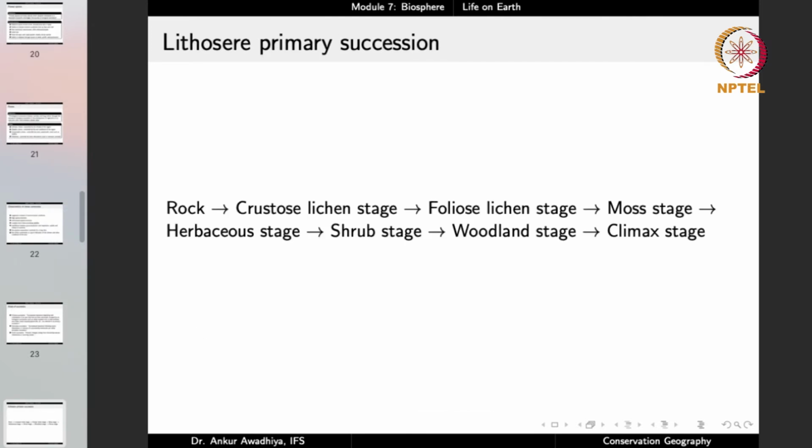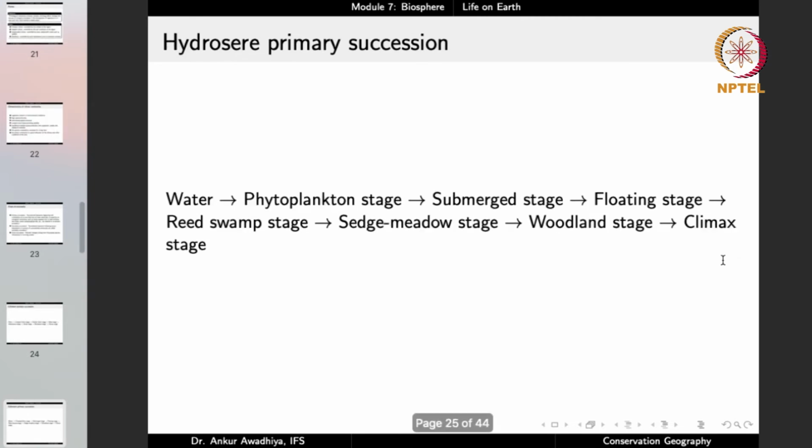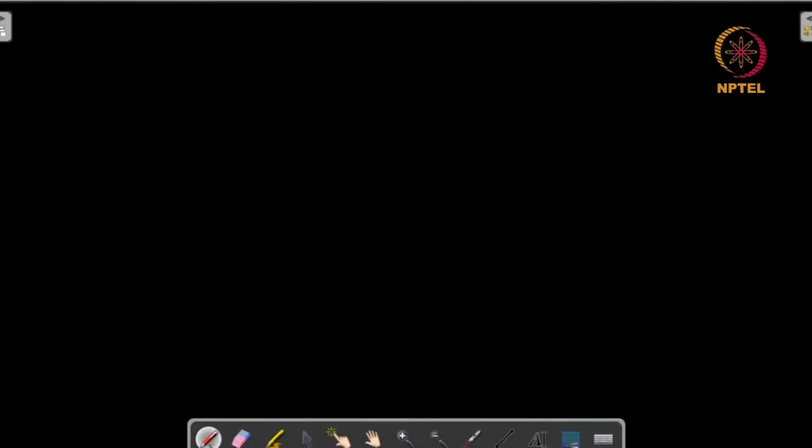So let us now look at certain examples. We have looked at Lithosere primary succession. Beginning with rock, we have the crustose lichen, foliose lichen, moss, herbs, shrubs, trees and the climax stage. In the case of hydrosere primary succession, we are talking about a succession that is happening in water. So what will happen in the case of water? We will begin with, say, a pond.